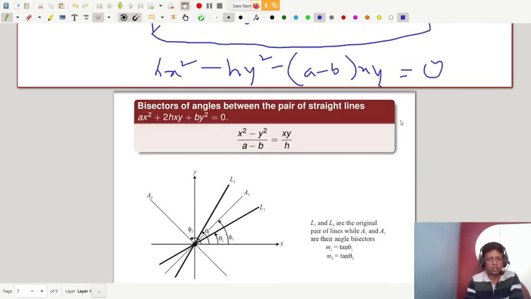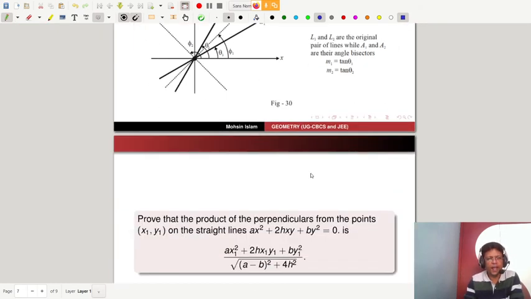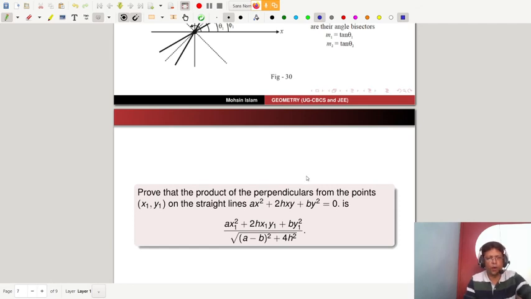So this will be the bisectors. So that was the proving. I'm just giving you the hint so that you can find out the bisectors in that way. Just the simple calculations you need.